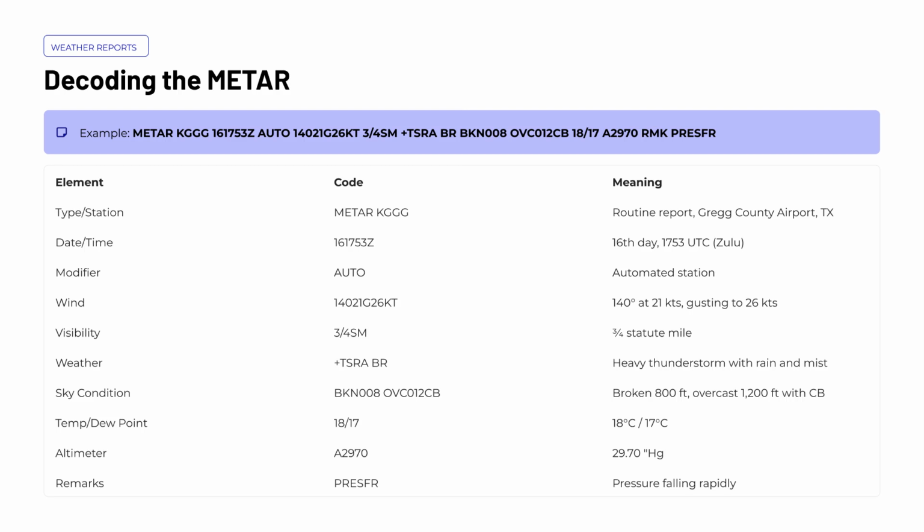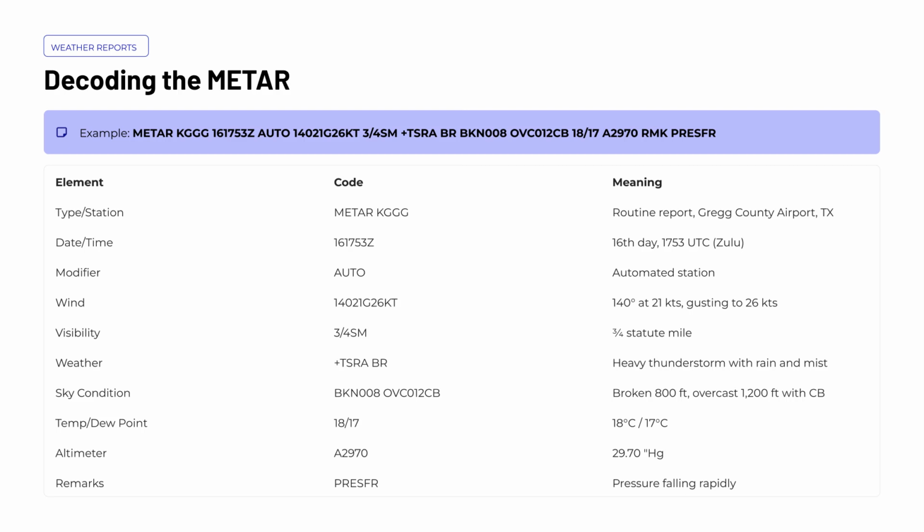The weather group, +TSRA BR, tells us there's heavy thunderstorm activity with rain and mist. That plus sign indicating heavy intensity is important to recognize quickly. Sky condition shows a broken ceiling at 800 feet and an overcast layer at 1,200 feet, with cumulonimbus clouds present. Temperature and dew point are nearly identical at 18 and 17 degrees Celsius, indicating very high humidity. The altimeter setting is 29.70 inches of mercury.